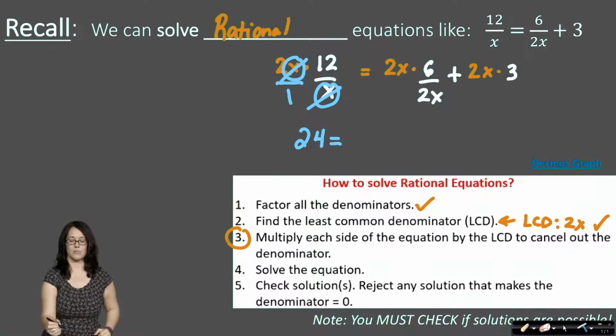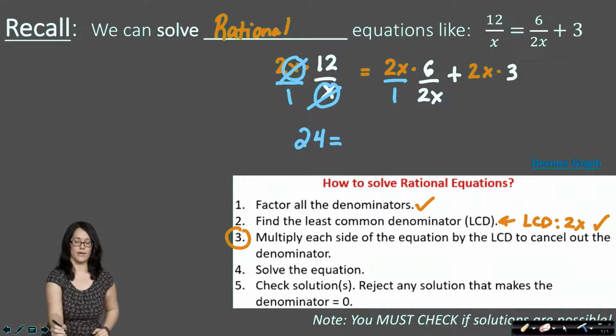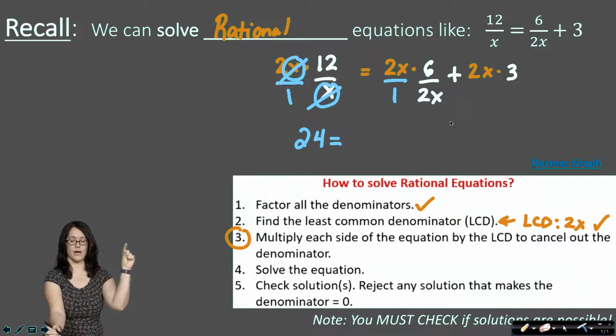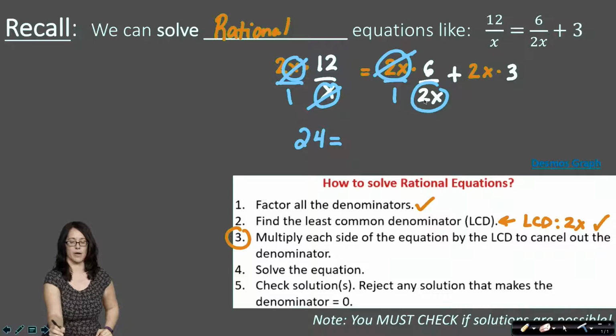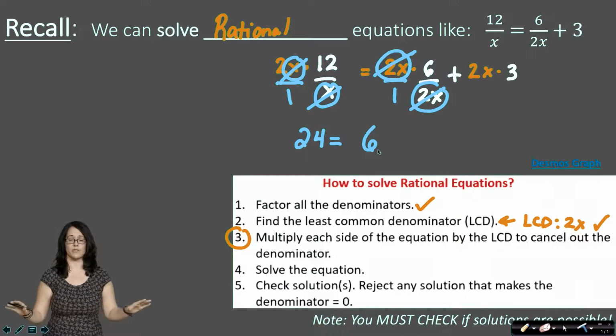And on the right side, similarly, we have 2x over 1 times 6 over 2x. Once again, you could multiply and get 12x on top and 2x on the bottom and then simplify, but it's faster to notice that 2x and 2x cancel on top and bottom, leaving you just with the numerator 6 over the denominator 1. 6 divided by 1 is just 6. Once again, no more denominators.